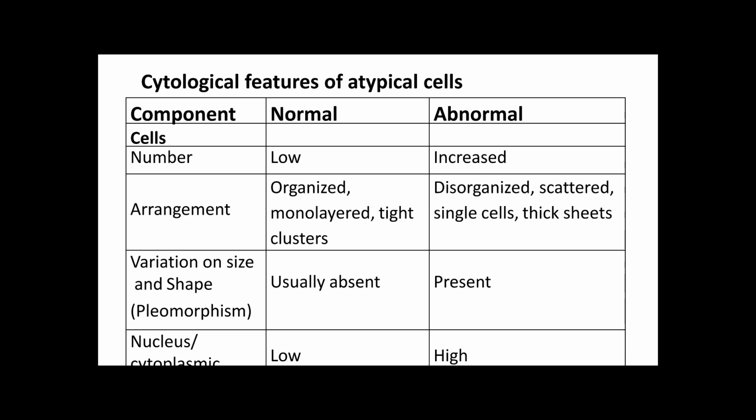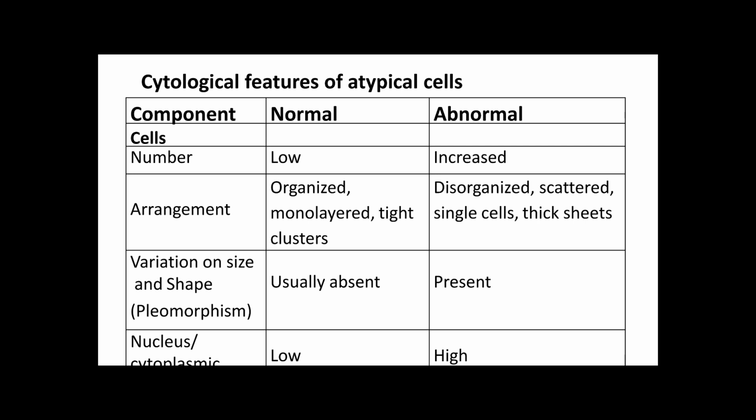But in abnormal cases, what happens? The cell numbers are increased, because here apoptosis is lower, but the cells are abnormally growing and released from the area where they are formed.